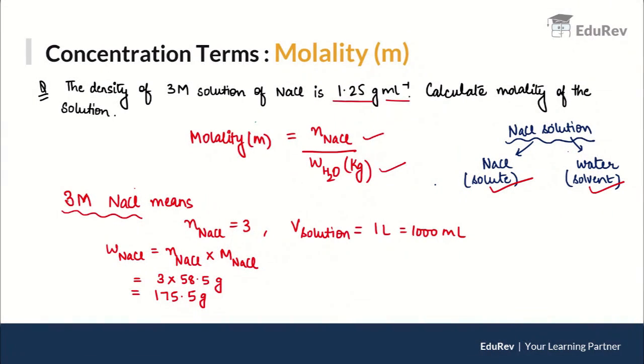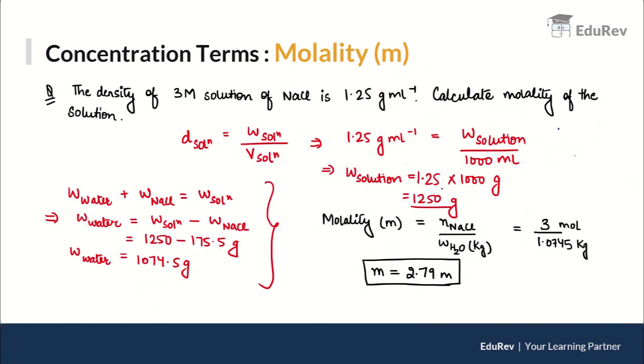That means number of moles of NaCl is 3, whereas volume of solution is 1 liter, which is 1000 ml. So if I calculate the weight of NaCl, it will be number of moles of NaCl into molar mass of NaCl. So if I calculate it, it comes out to be 175.5 gram, right? Now what is given to us? Density of solution is given, so it will be equal to weight of solution divided by volume of solution, okay. It is given as 1.25 gram, so that will be equal to weight of solution divided by 1000 ml. We found this from the molarity, right? So the weight of solution comes out to be 1250 grams.